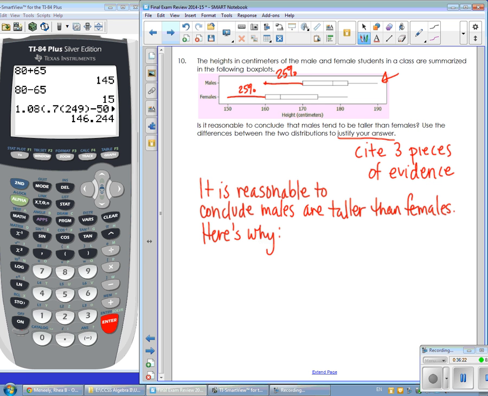So, and I'll go ahead and say the shortest male, and I'll even put the value in there because when we state evidence, we also want to use the numeric summary. So the shortest male was 160 centimeters, I believe. The shortest male is taller than 25% of the females.